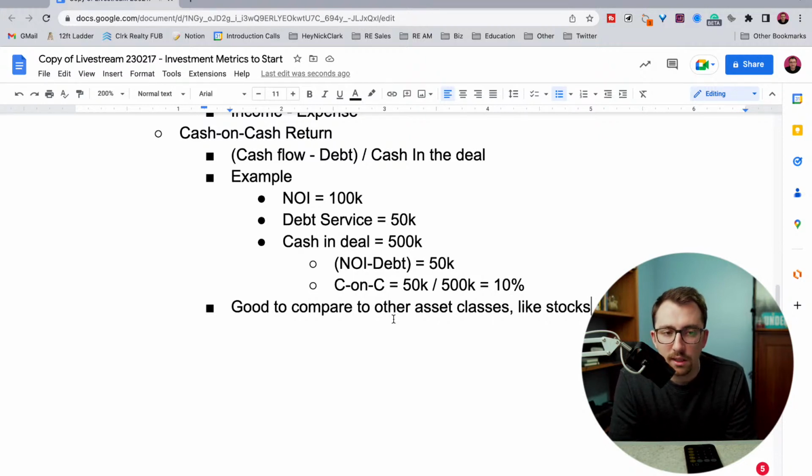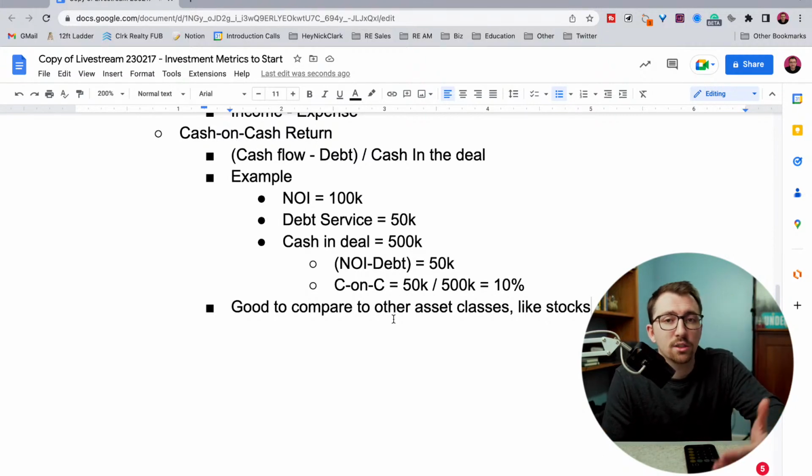Your cash flow, your net income minus your debt service, would be $50,000. So that'd be the excess money you would get every year. You would get $50,000 in your pocket, divided by the $500,000 you put in. So that'd be a 10% cash on cash return. To compare it to stocks, if you went and bought $500,000 worth of stocks, could you get a 10% annualized return on your investment?